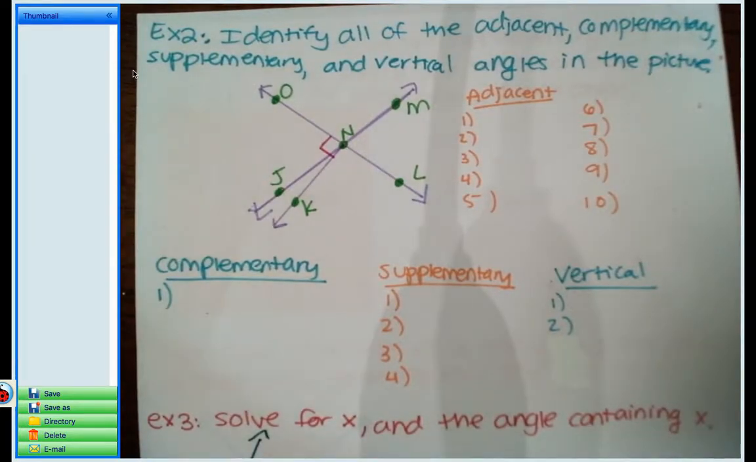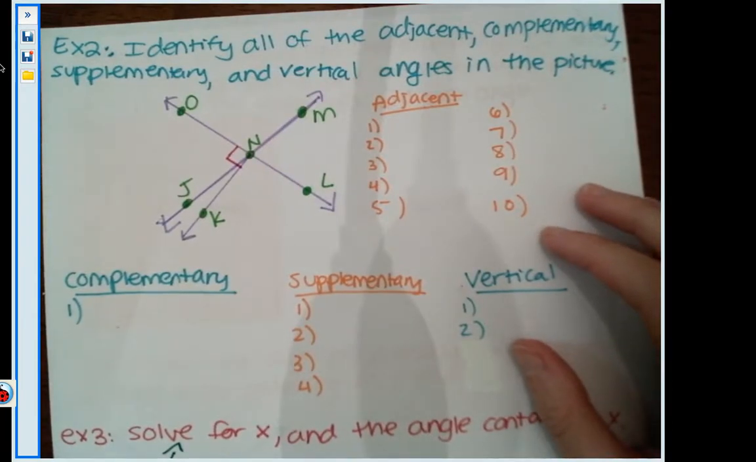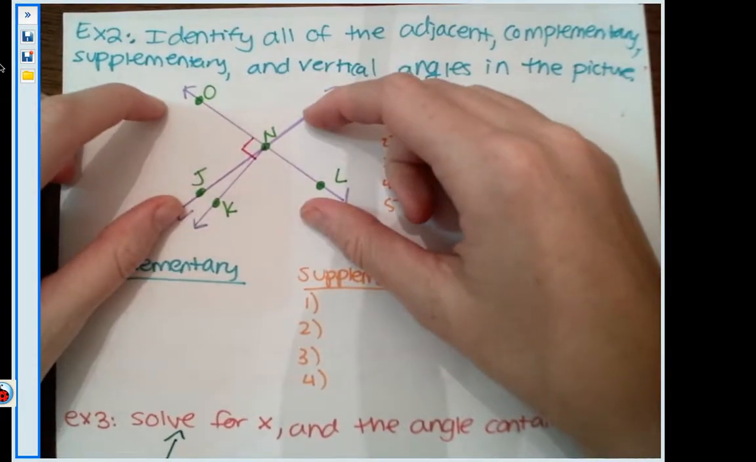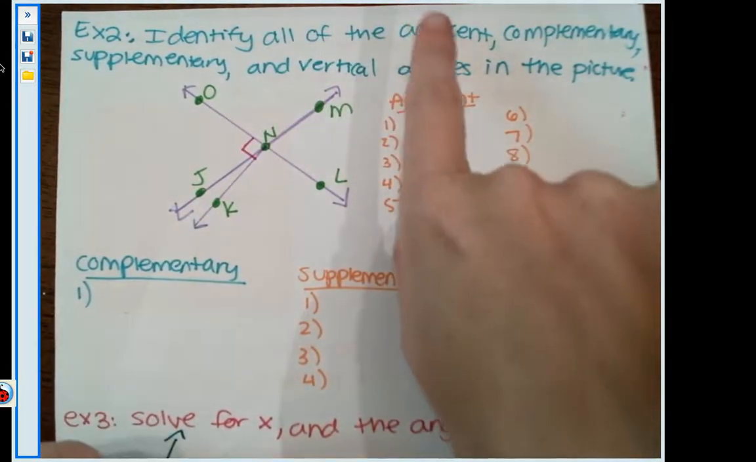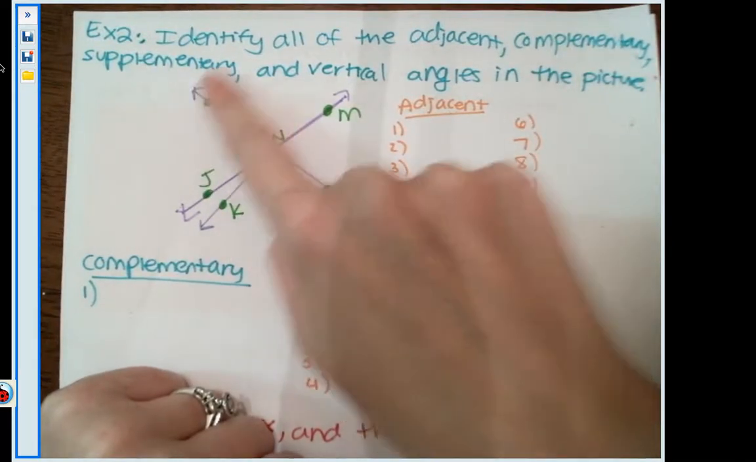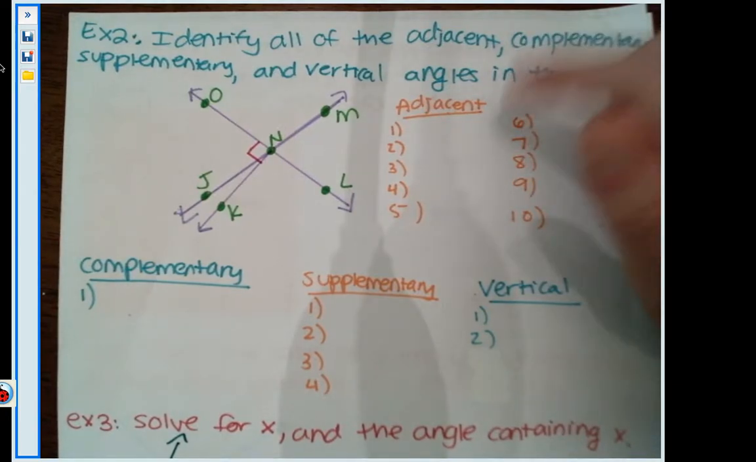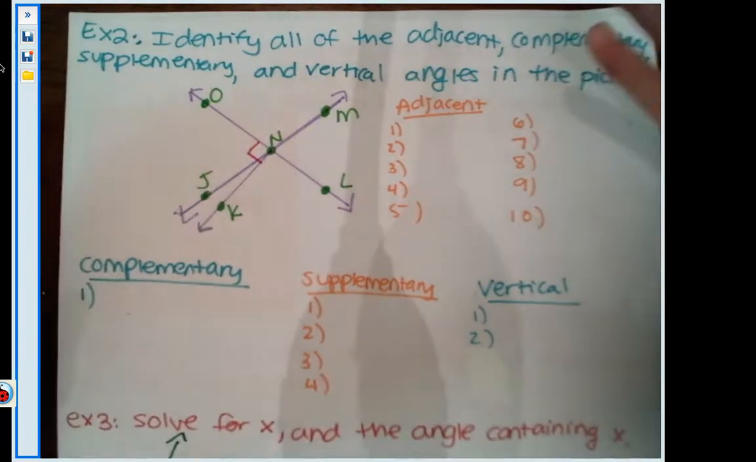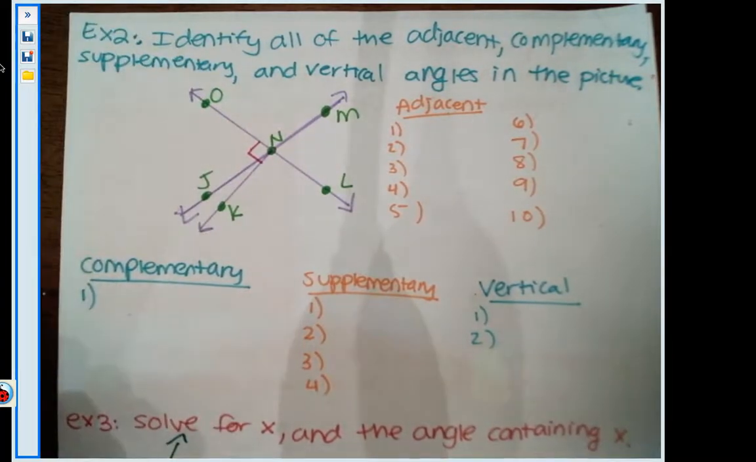All right, you guys, I know we're ready to incorporate some of those angle pairs that we talked about in the PowerPoint. Okay, so using this picture of all these lovely angles, we will be identifying all of our adjacent angles, complementary angles, supplementary angles, and vertical angles in the picture. Okay, so we're going to start with adjacent angles, which there's actually more than 10, but I think if we list 10 of them, it'll be sufficient.